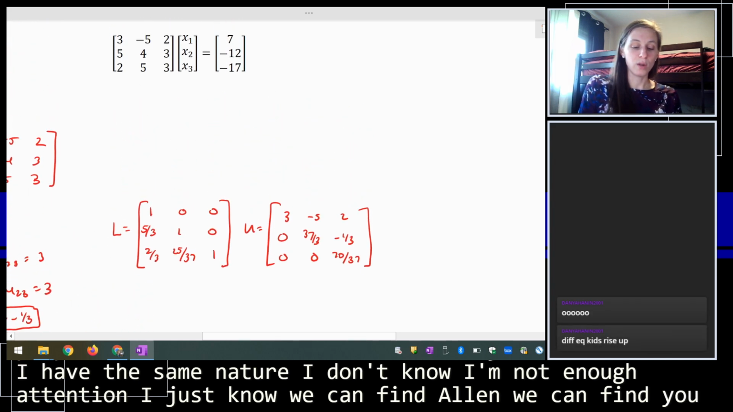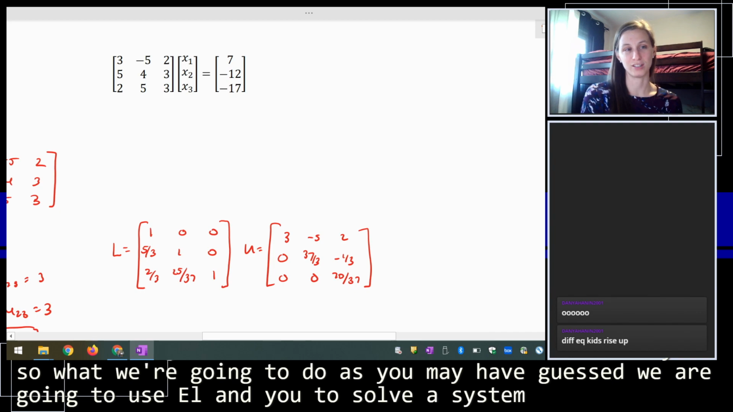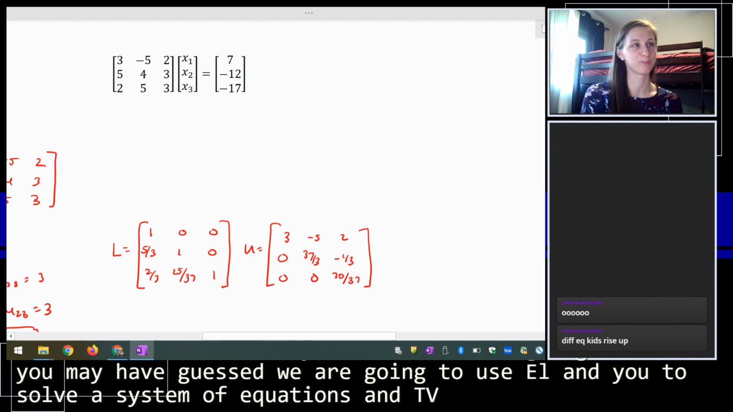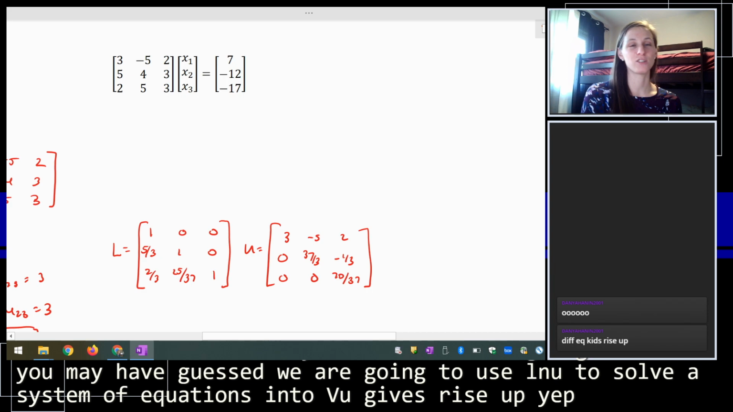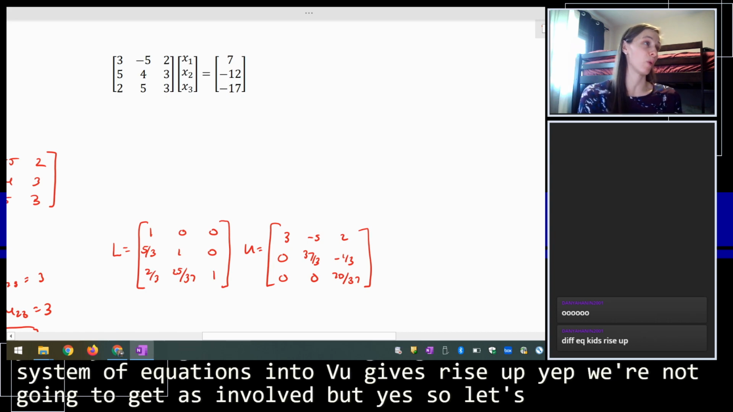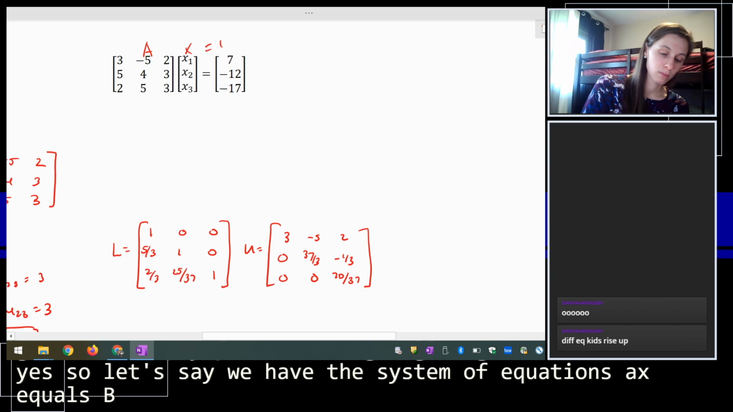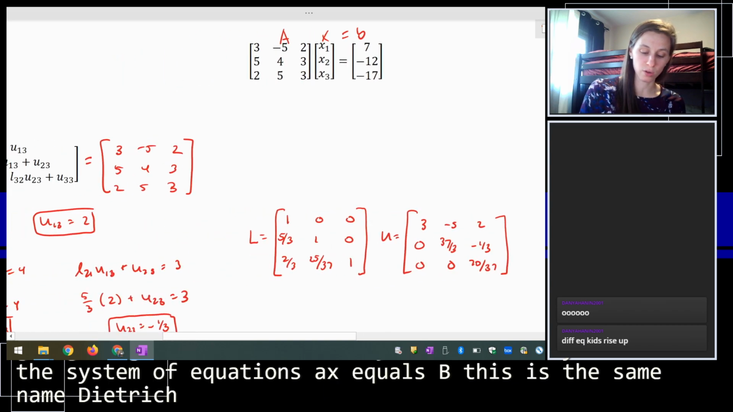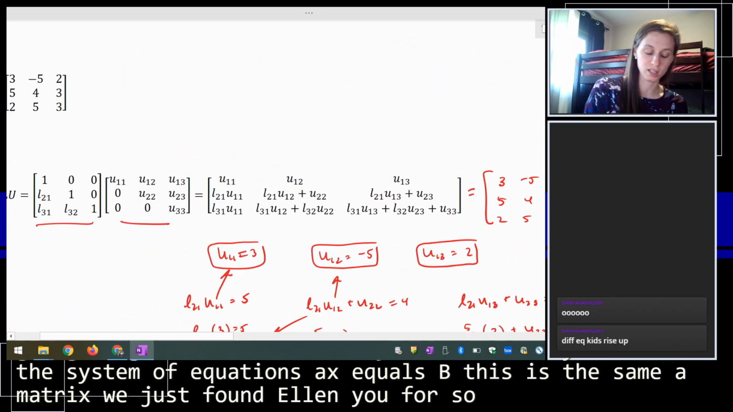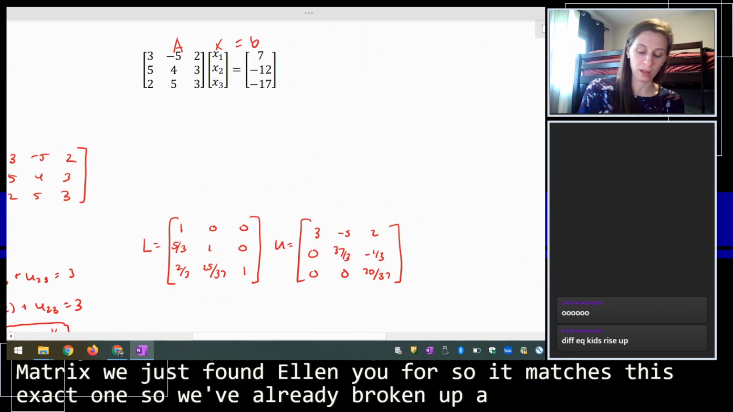So what we're going to do, as you may have guessed, we are going to use L and U to solve a system of equations. Yep. We're not going to get as involved, but yes. So let's say we have this system of equations, AX equals B. This is the same A matrix we just found L and U for, so it matches this exact one. So we've already broken up A into L times U.